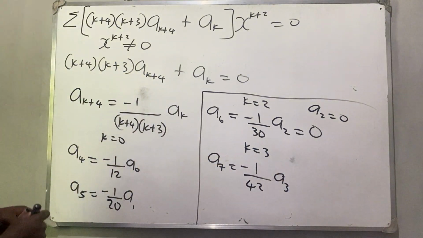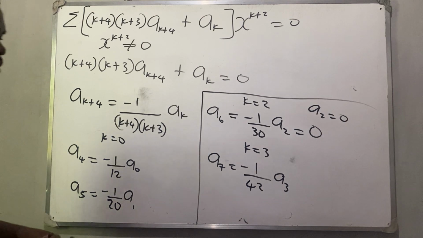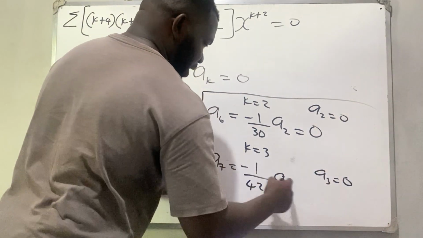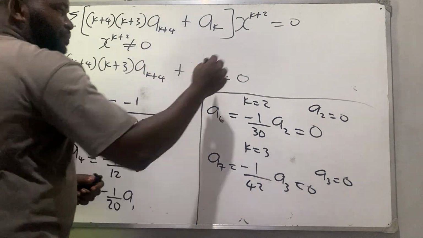And then there is no way we can get a3 again in terms of a0 and a1. It's not possible. So therefore, our a3 as well is equal to what? 0 again. So if we put 0 here, we have 0. Okay? So look at what I mean by "in terms of".